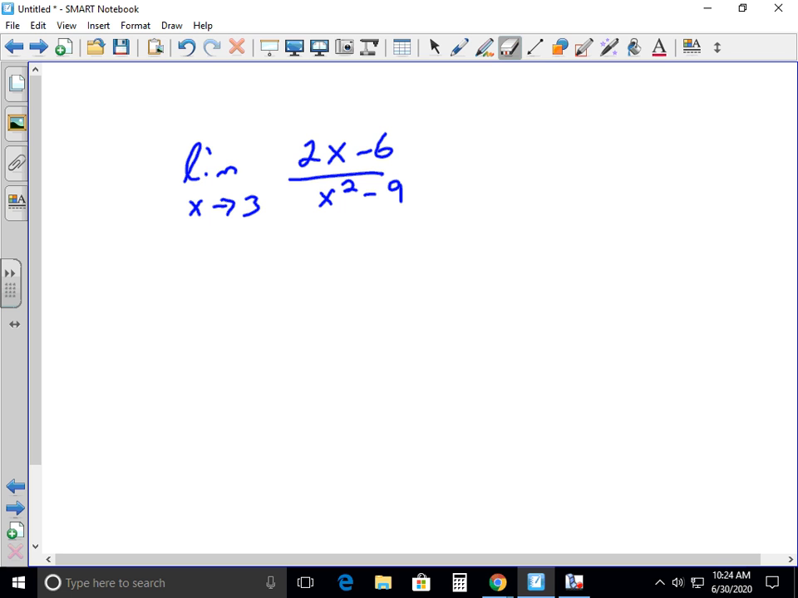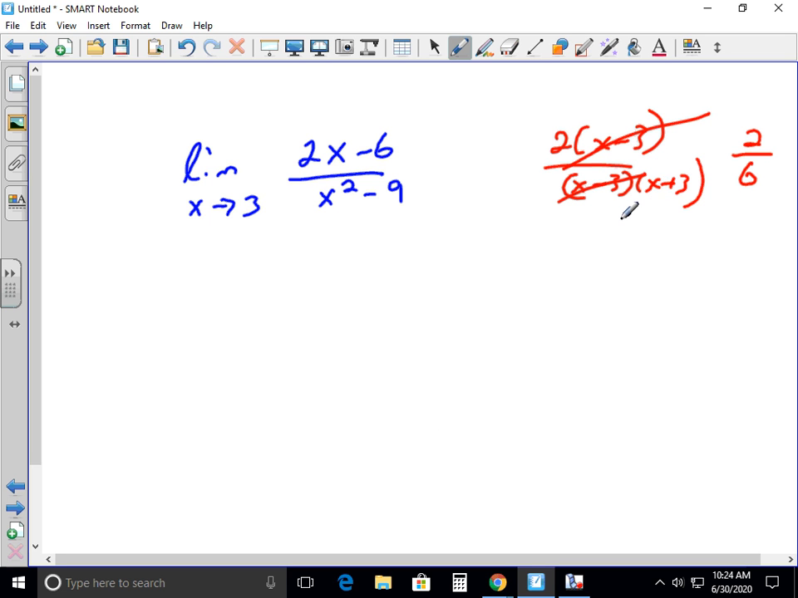In the past, we would just reduce this. We would factor out a 2. We would factor the bottom as a difference of squares. The x minus 3's would cancel, and now if we take the limit, we would get 2 over 6 by just direct substitution. But let's see if L'Hopital's rule works here.